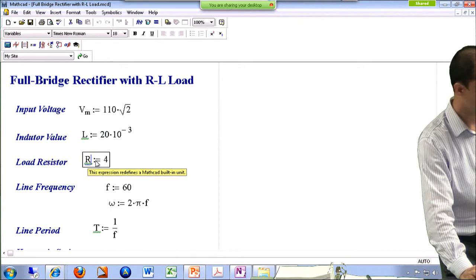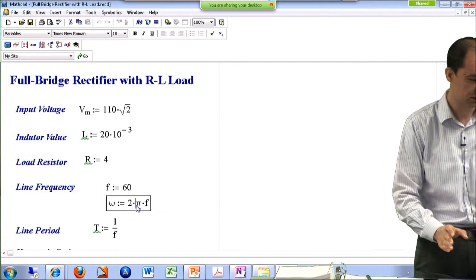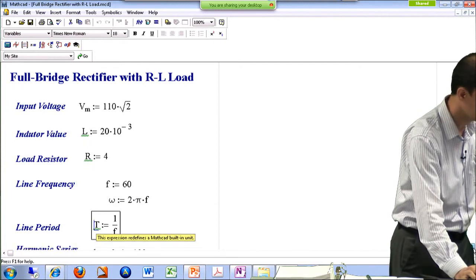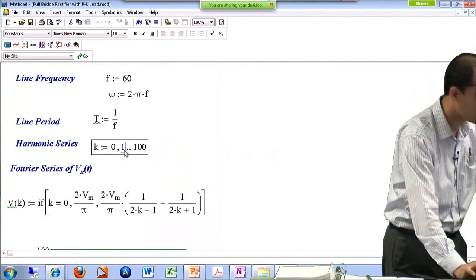Load resistance is 4 ohms. The frequency is at 60 hertz, or 2 pi f radians per second. And obviously, period is 1 over f. And here I have a counter for my harmonics.